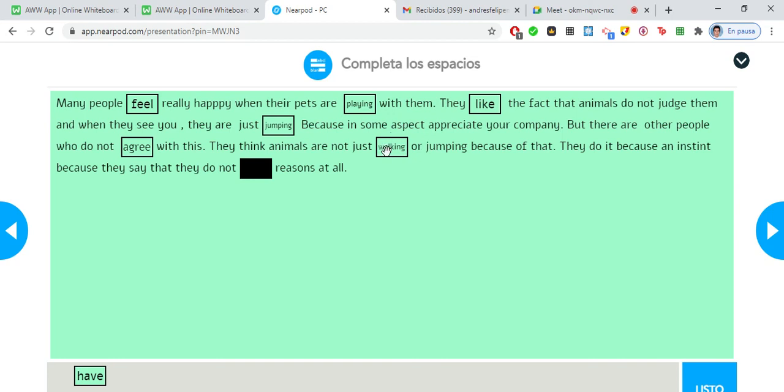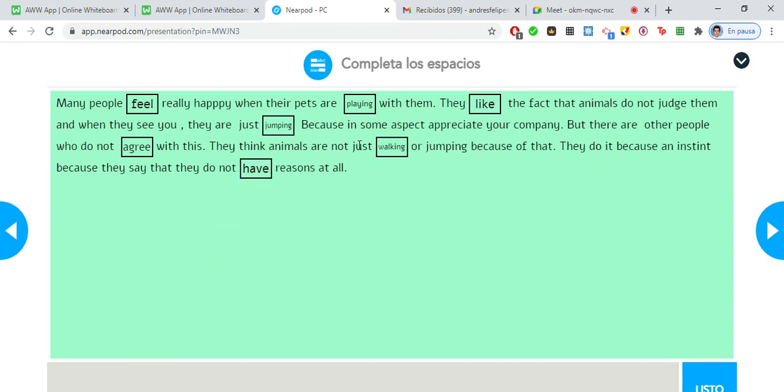Walking is an active verb because walk means caminando. Walking means caminando, and caminando is an active verb because it's something that you can see. It's an action, no? So I can write walking, okay? Walking, and also look at the verb to be. Because of that, they do it because of instinct, because they say they do not have reason at all.